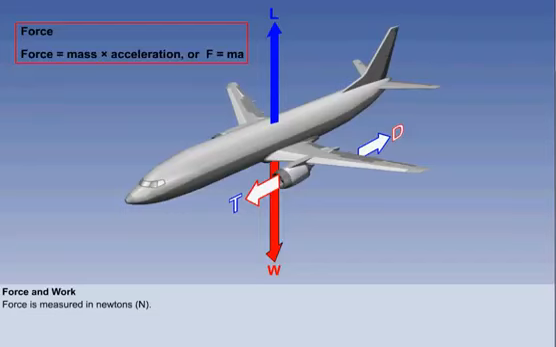A force is a push or a pull in a defined direction and is measured in newtons. In the first lesson, we introduced the forces acting on an aeroplane, which were lift, weight, drag and thrust. A force can cause a mass to accelerate, and these three terms are related by the equation F equals ma.